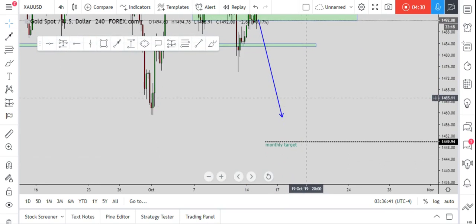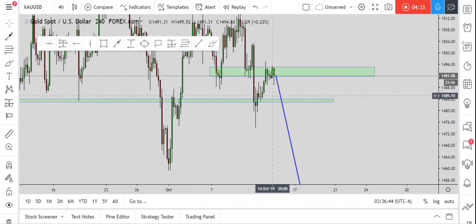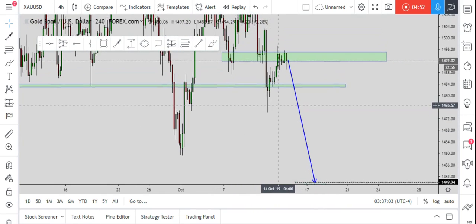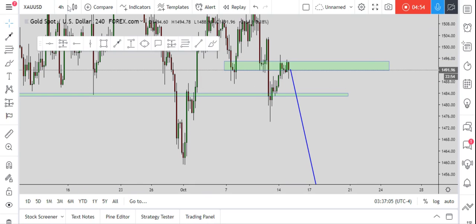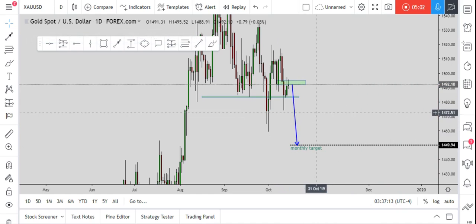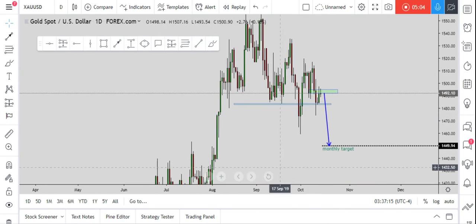Possibility number two: just take the entry here from this previous support turned resistance. This will be a higher risk entry, obviously, because the market hasn't broken the support yet, and it has created a kind of weird head and shoulders on the daily time frame. So the second possibility is taking the entry here with a stop loss above this high and take profit at the monthly target. There are two ways to go for gold, but overall we are still bearish on it, and we still want to see our monthly target hit.